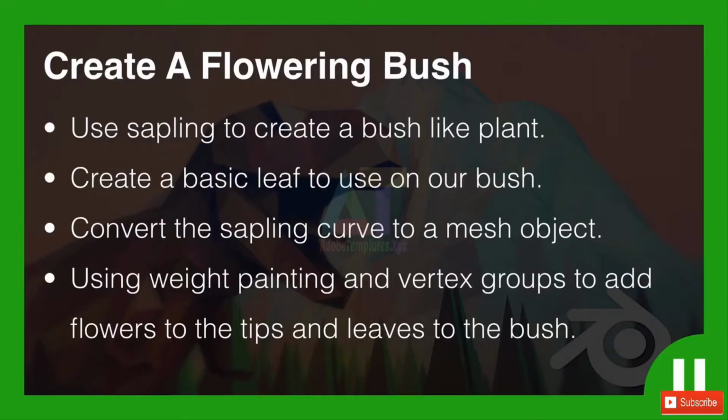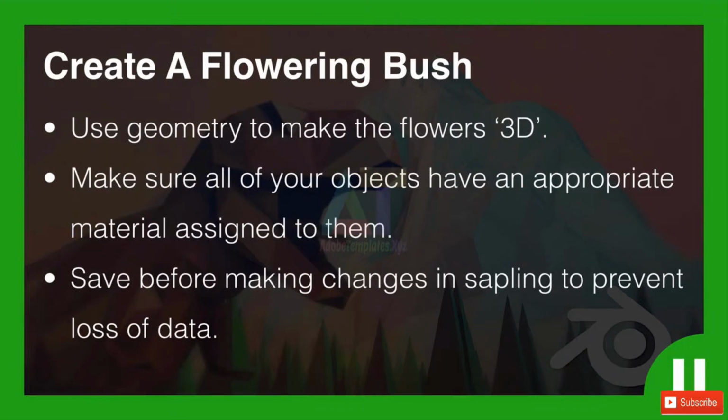I would like you to create a flowering bush. So use sapling to create a bush-like plant, create a basic leaf to use on our bush, convert the sapling curve into a mesh object, using weight painting and vertex groups to add flowers to the tips and leaves to the bush. Then we're going to use geometry to make the flowers 3D.